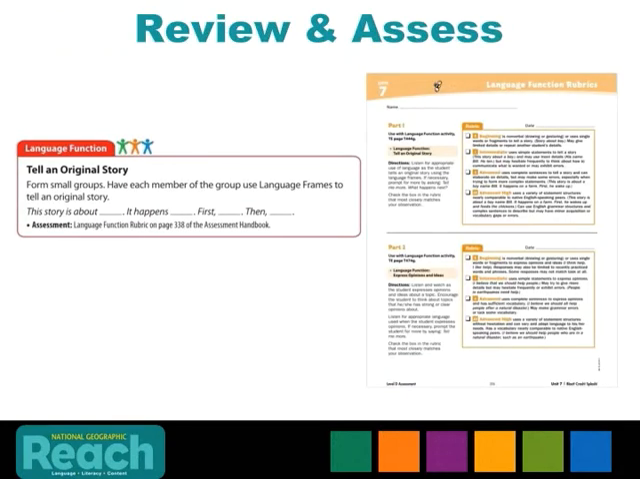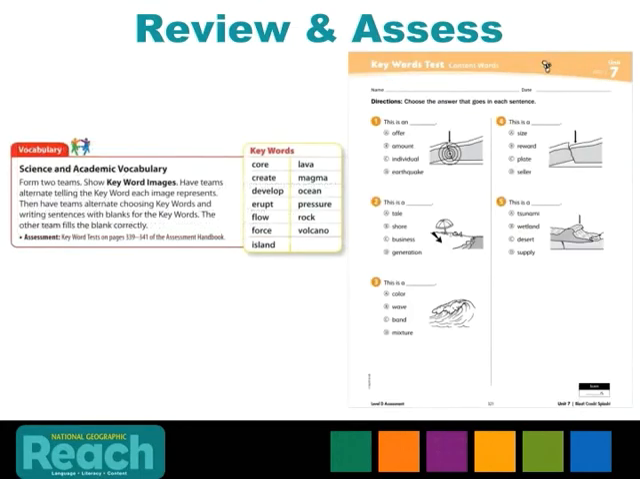The first area you will test students on is the language function. You can use these rubrics with the language function activity in order to assess students' understanding. The second area you will assess students on is vocabulary. The key words test will check students' understanding of all keywords covered in this part, both content and academic.